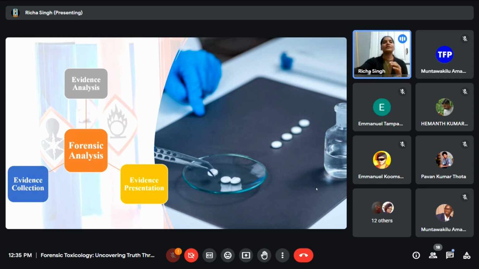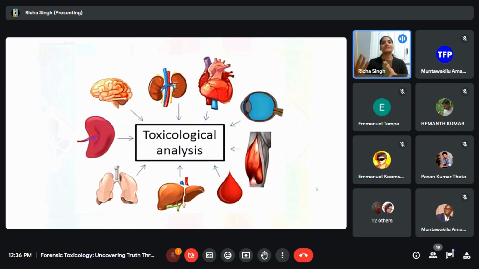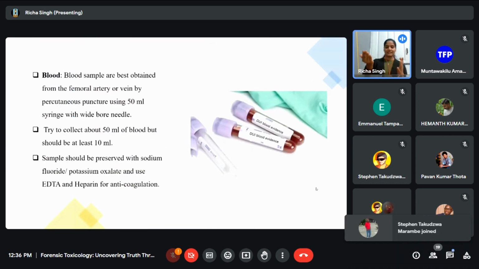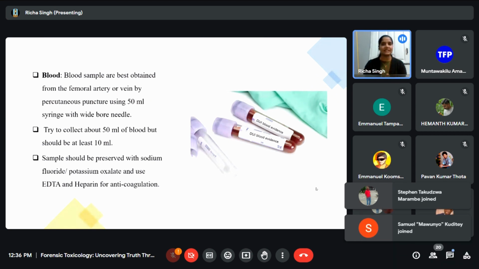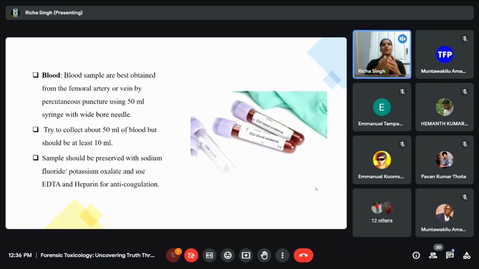Now, we will move further. What are the different evidences we will collect as such? What happens next is, first you as a forensic expert go to the crime scene and collect these samples. Now the body is sent to the mortuary. There the doctor, the forensic medicine expert, conducts the autopsy, cuts open the body, and then collects the visceral sample.